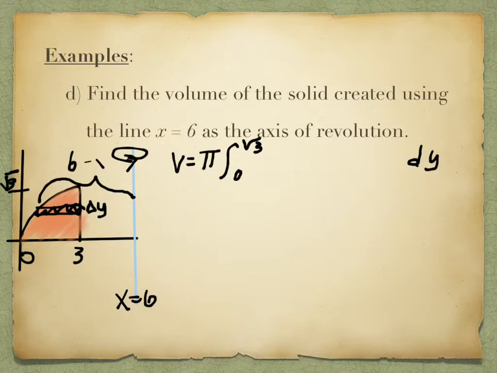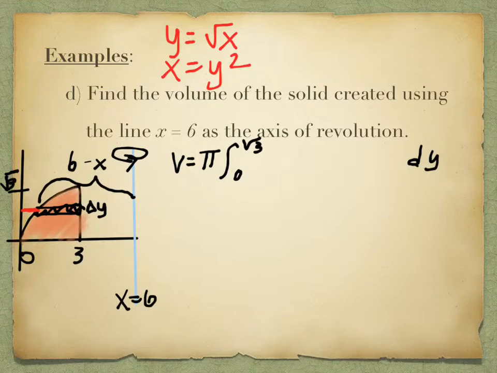It is 6 minus x, right? This distance over here is still x. But the distance all the way out to the blue line is now 6. So I have 6 minus x, and as we established before, because this is y equals square root of x, x is equal to y squared, right? So my outer radius is actually 6 minus y squared. And then I'm squaring that.